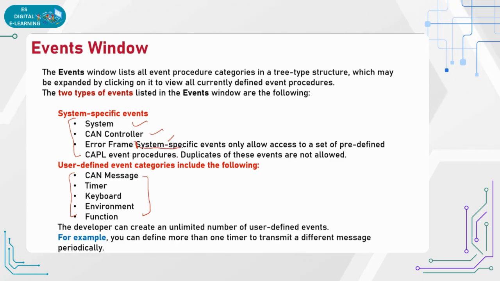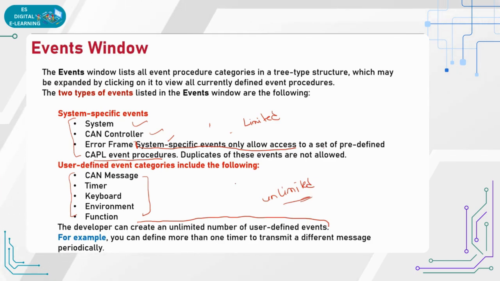System specific events allow only access to a set of predefined CAPL events. Here duplicates are not allowed. And user defined, we can create an unlimited number of user defined events. So the system one is a limited kind of thing, and the user defined is unlimited, where we create many.